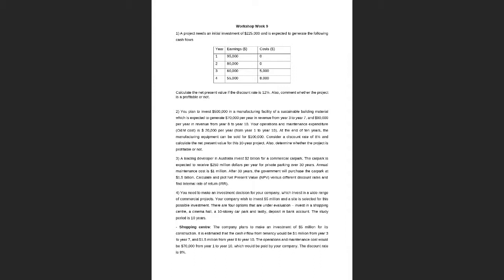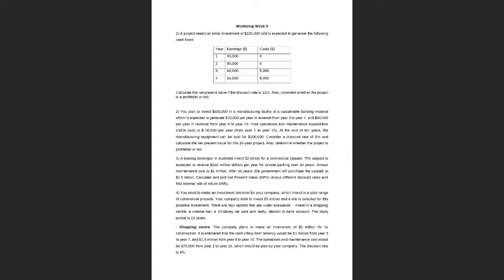So this is the discount rate that is given to us, and calculate the net present value for this 10-year project. Also determine whether the project is profitable or not. So exactly what we have done in the previous example. So we have all the data we need. So we have our cash flow. So we have our positive cash flow. We have our negative cash flow.